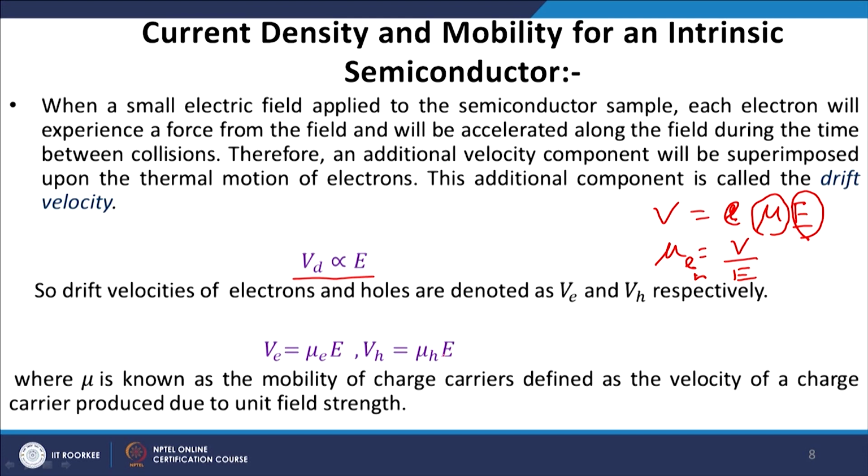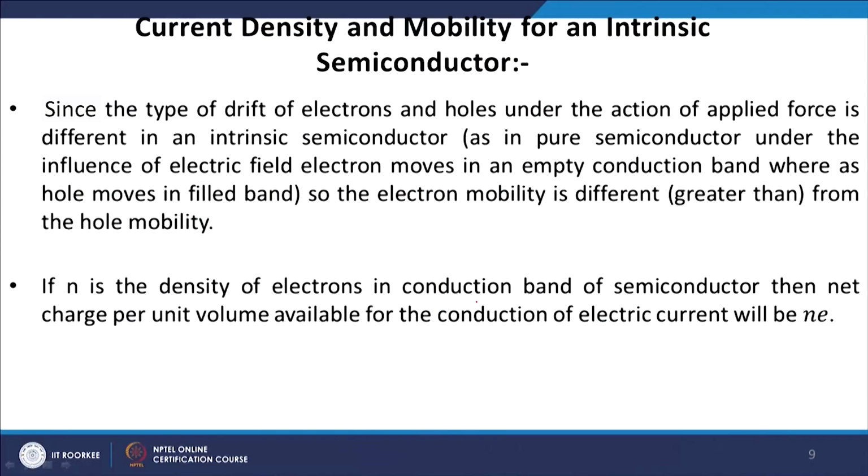Now, in the case of a semiconductor we know both types of charge carrier exist, electrons and holes. So, the conduction happens due to both types of charge carriers. So, that is why the semiconductor has two different kinds of mobility, mobility due to the electron and mobility due to the hole, or electron mobility and hole mobility. There are experimental methods to measure this mobility also. The drift of electrons and holes under the action of the applied electric field is different. In an intrinsic or pure semiconductor, under the influence of an electric field, electrons move in an empty conduction band, whereas holes move in a filled band. So, the electron mobility is greater than the hole mobility.